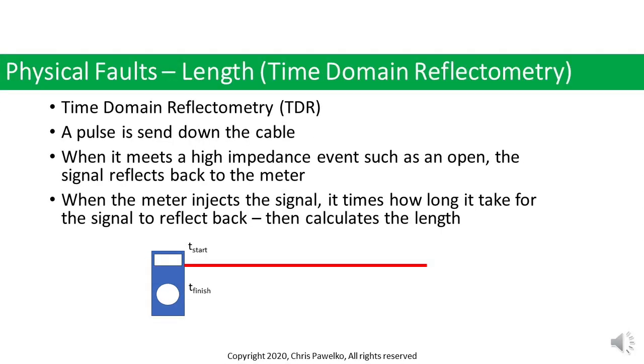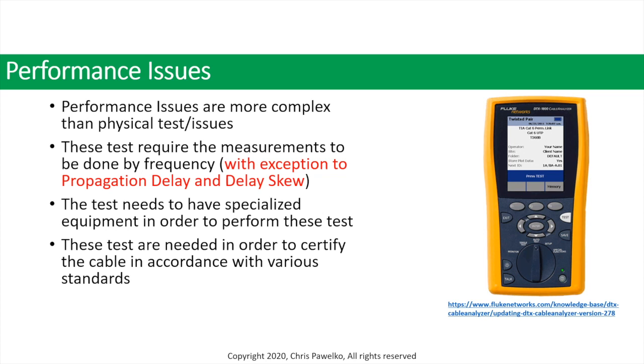Now, time domain reflectometry, so we are going to refer to it as a TDR. What happens is that a pulse is sent down the cable, and when it meets a high impedance event, such as an open, the signal reflects back to the meter. When the meter injects a signal, it times how long it takes for the signal to reflect back and then does the calculations.